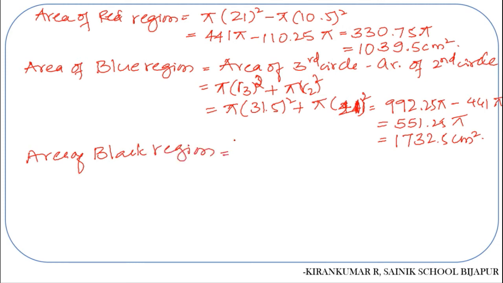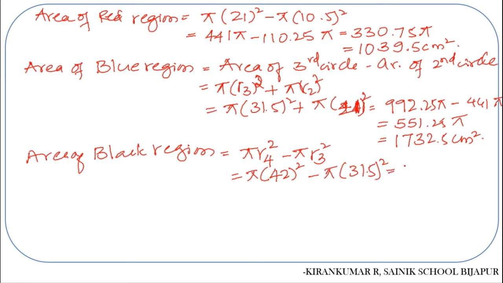The area of the black region is the area of the fourth circle, which is pi r4 square, minus the area of the third circle, which is pi r3 square. On substituting, we get pi times 42 square minus pi times 31.5 square. On simplification we get 2425.5 centimeter square. You can very well cross check the answer.